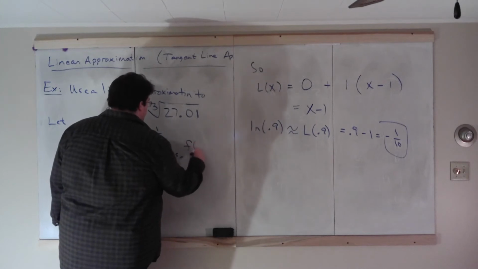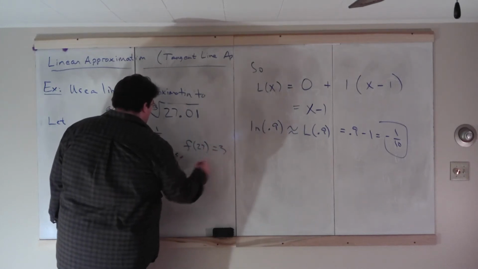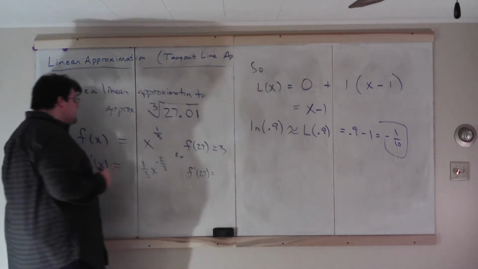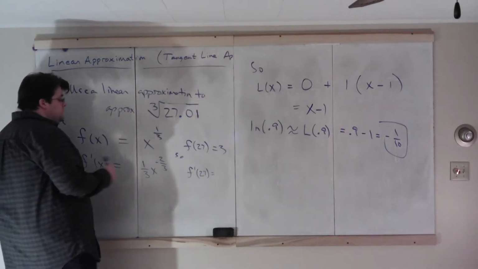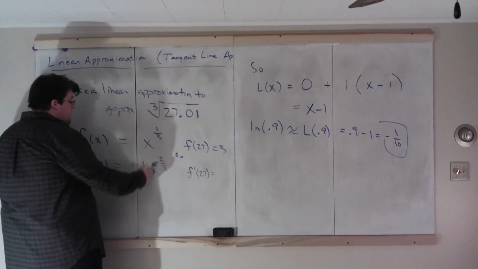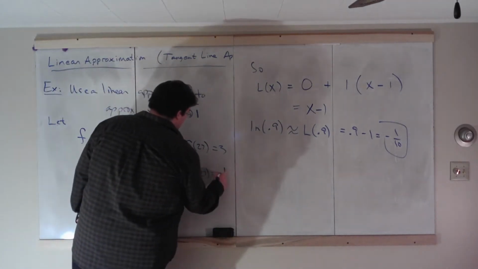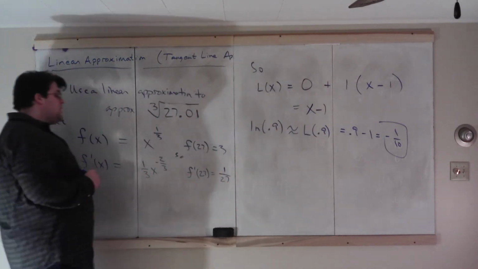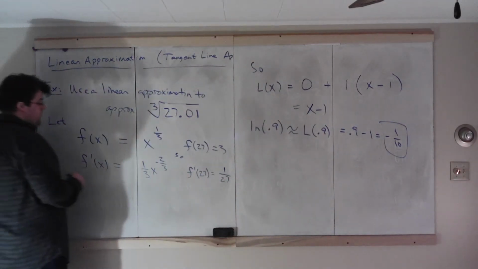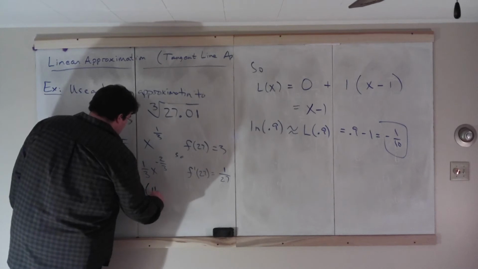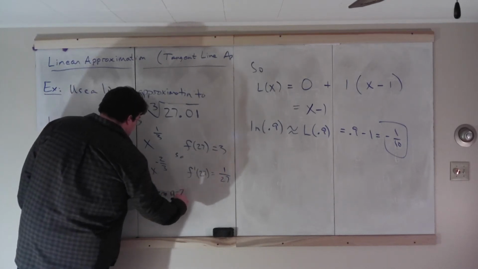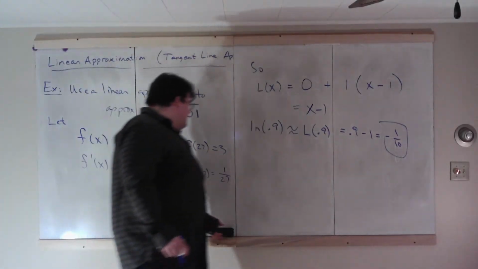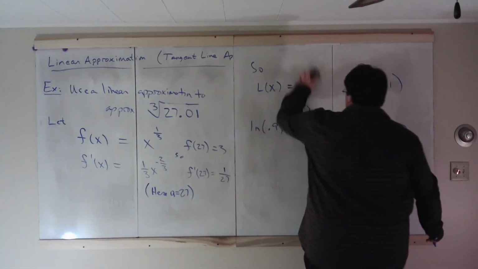So f evaluated at 27 is 3. What's f prime evaluated at 27? Well, the cube root of 27 is 3. 3 squared is 9. So you get 1/3 with another 9 in the denominator. 3 and 9 make 27. So here, a equals 27. It's the value we know about. So what's our linear approximation?